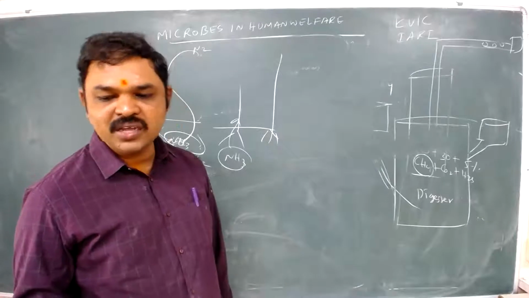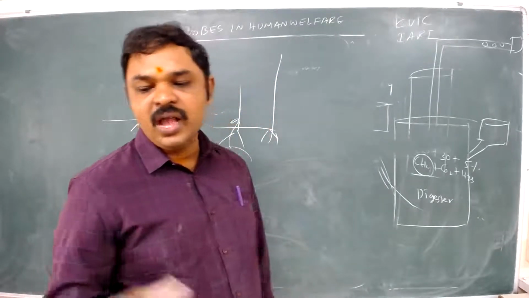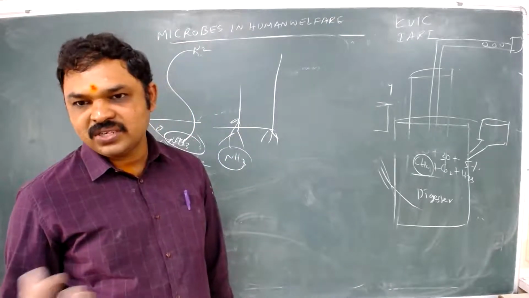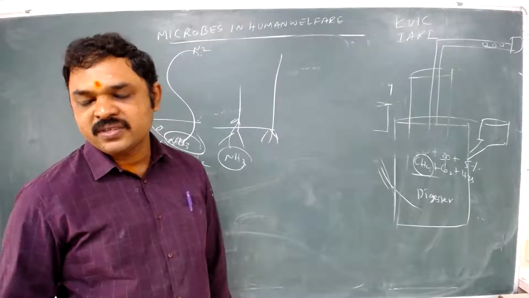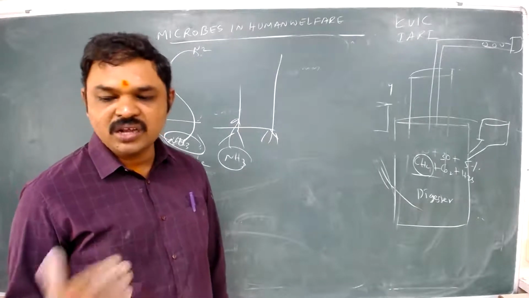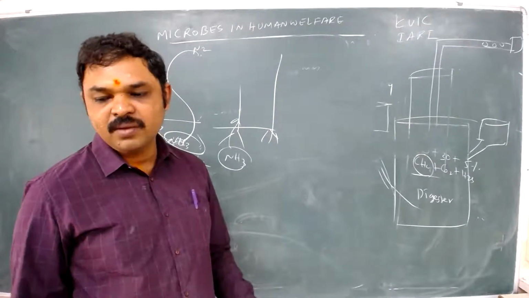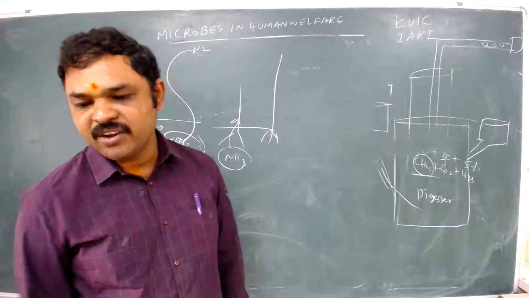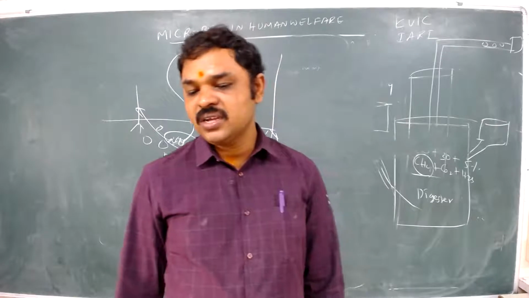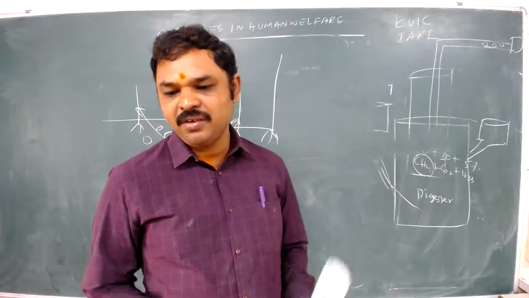These blue-green algae can fix nitrogen in free living mode as well as symbiotic mode. In both cases, they can fix nitrogen, so they are also used as biofertilizers. But in rice fields, the most important biofertilizers are cyanobacteria. The effective biofertilizer in rice fields? The answer is cyanobacteria. This is the synopsis of microbes in human welfare.